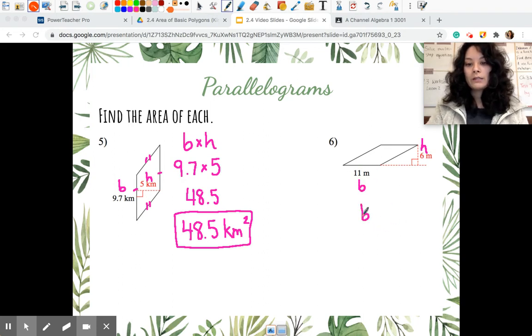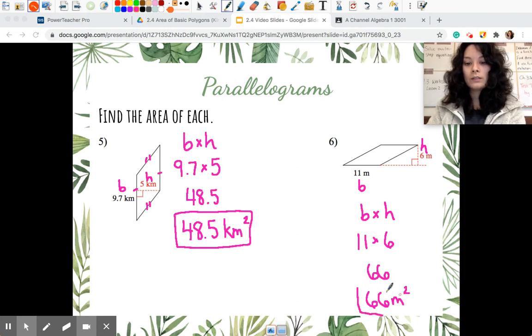So I'm going to use my same formula again, base times height, and now I'm just going to multiply. And it doesn't matter which order I multiply in. I could do 11 times 6 and get 66, or I could do 6 times 11 and still get 66. And the last thing I want to do is include my units. So it's going to be meters squared. So here is my final answer.